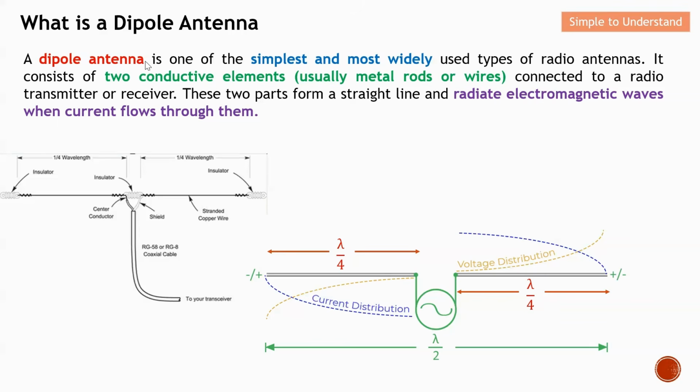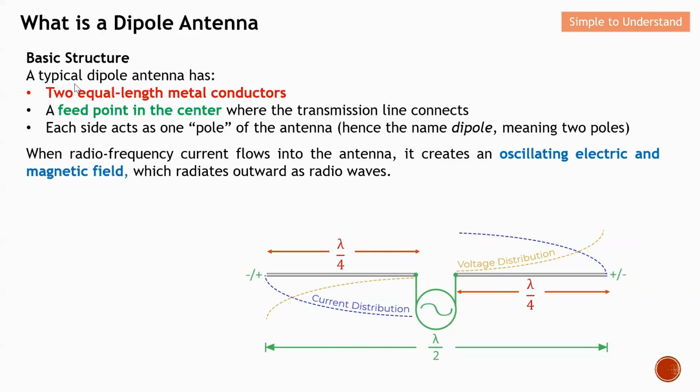Like I mentioned earlier on, they basically consist of two conductive elements, as you can see from here. These two conductive elements are usually metal rods, or in some cases even wire can make up this conducting element. This part here will be connected to either the transmitter or receiver. Next, these are the two parts. They actually form a straight line, as you can see from here, and they radiate electromagnetic waves when current flows through them. I will go into more detailed discussion on this later on.